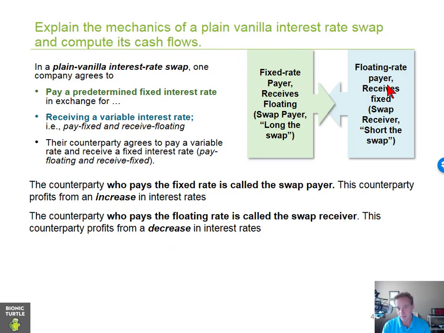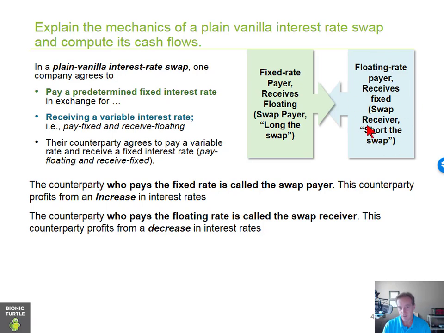Okay, so in terms of the mechanics of a plain vanilla interest rate swap, plain vanilla means a fixed rate payer and a floating rate payer. So they are exchanging. One company is agreeing to pay a predetermined fixed interest rate in exchange for receiving a variable rate. So that means the counterparty is going to pay a variable rate and receive a fixed rate. So the counterparty here in green who pays the fixed rate is called the swap payer. And this counterparty is going to profit from an increase in the interest rate.